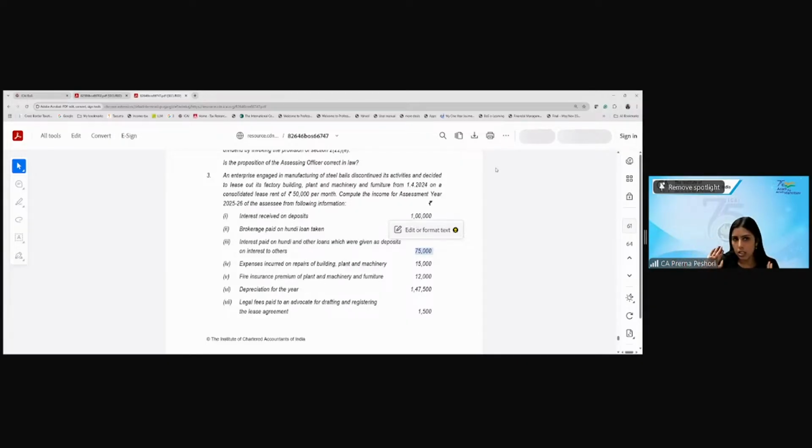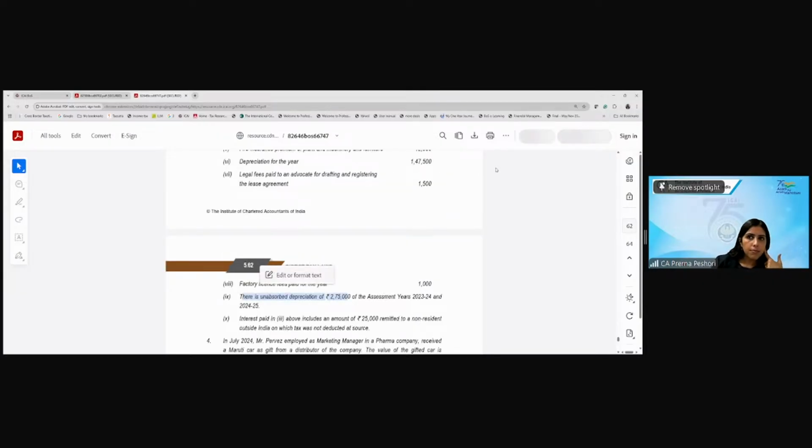Clear? So therefore, you will also get the deduction for expenses incurred on repairs of building, fire insurance premium, depreciation, legal fees paid to the advocate for drafting and registering the lease agreement, and the factory license fee paid for the year. Clear? Now there is an unabsorbed depreciation of 2,75,000. What will happen to that? What will happen to the unabsorbed depreciation?